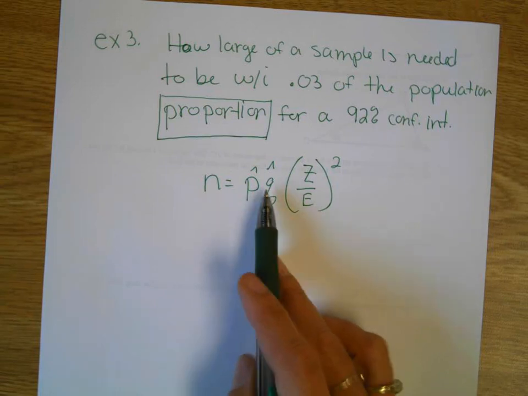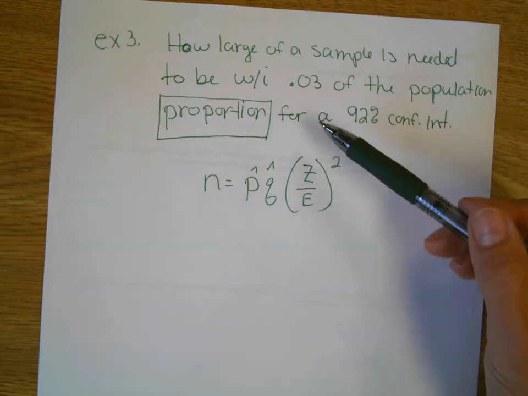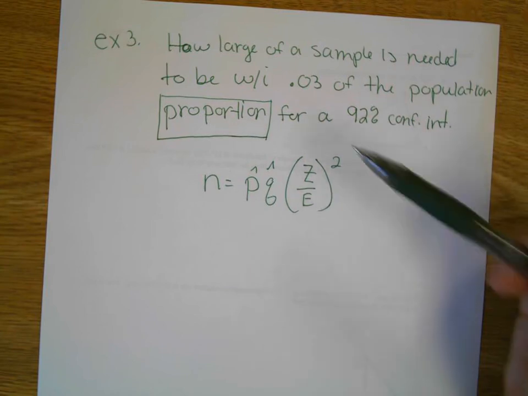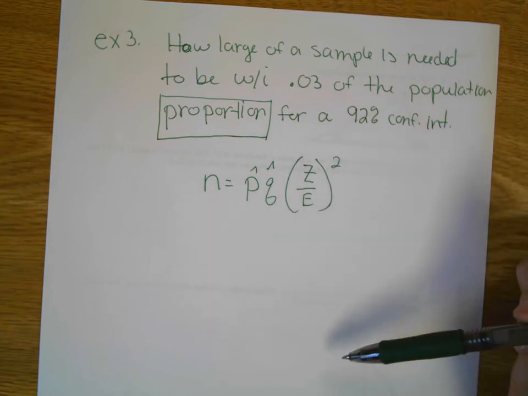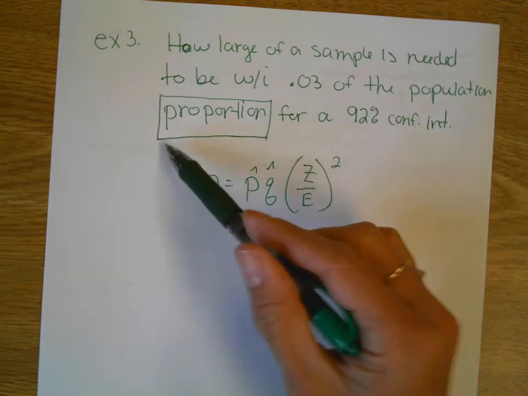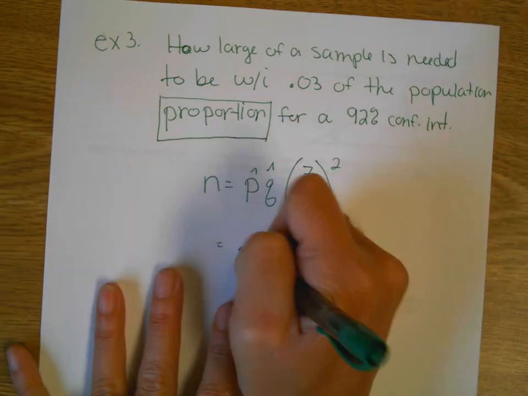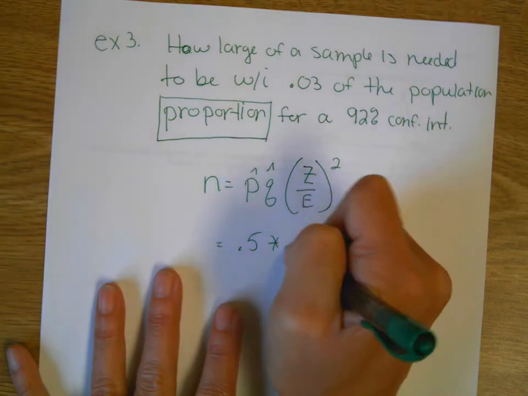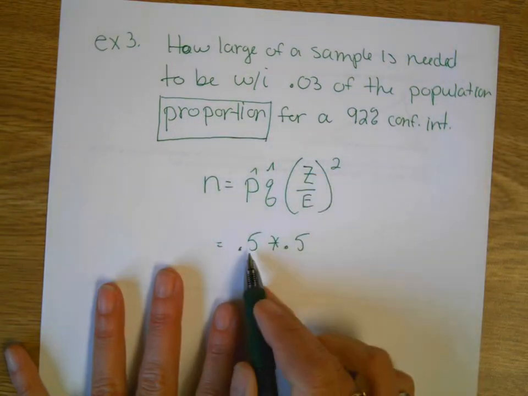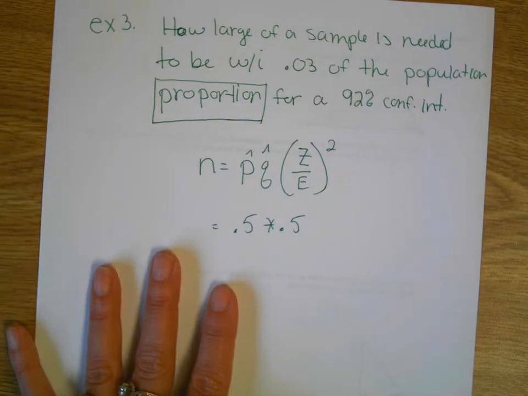Okay, p hat and q hat. Did I give you p hat and q hat? Did I give you any sample information? I did not. Sometimes they do, sometimes they don't. If they don't, what do you use for p hat and q hat? 0.5 and 0.5. If I had given you data, knowing that the sample proportion is whatever, you use that. But if it's not given, you use the 0.5 for p hat and 0.5 for q hat. Wait, you would use 0.5 for q hat as well? Yep, because if there's 50% successes, there's 50% failures. They always got to add up to 1.